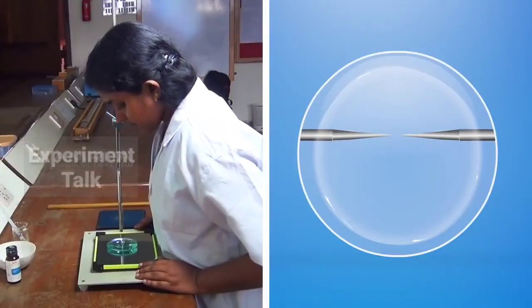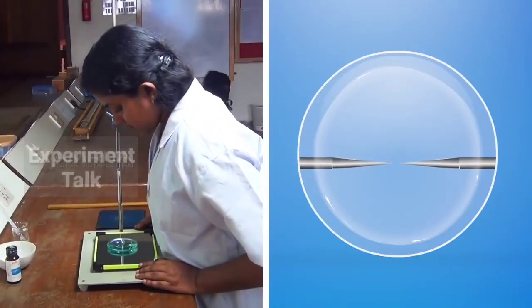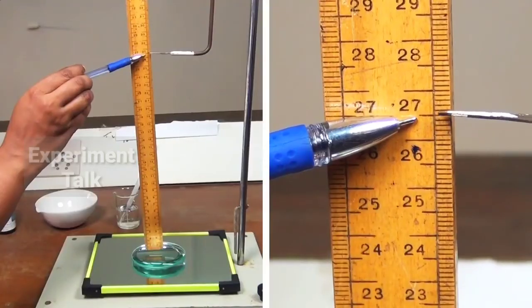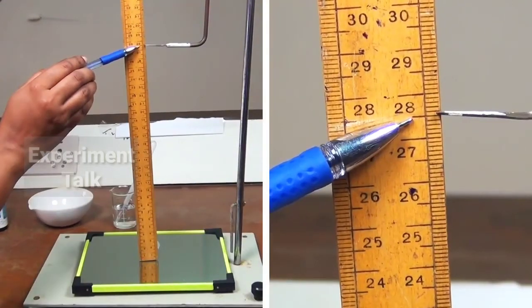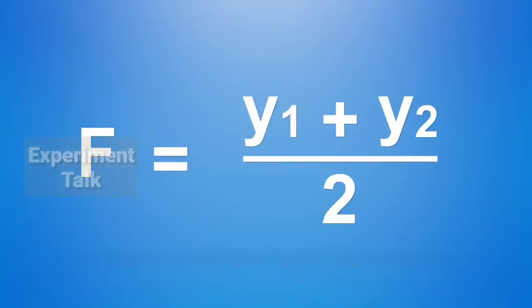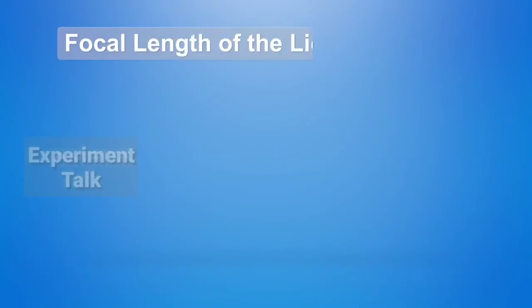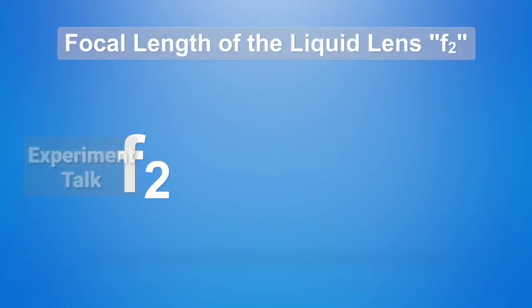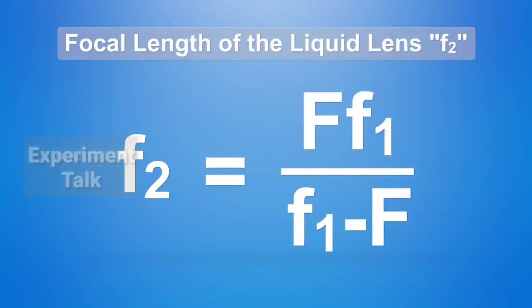The pointer adjustment for coincidence is done and the distances from the top, y1, and bottom, y2, of the lens are measured. The average of the two values gives the focal length of the combination, f. Then calculate the focal length of the liquid lens using the formula f2 = f × f1 / (f1 − f).